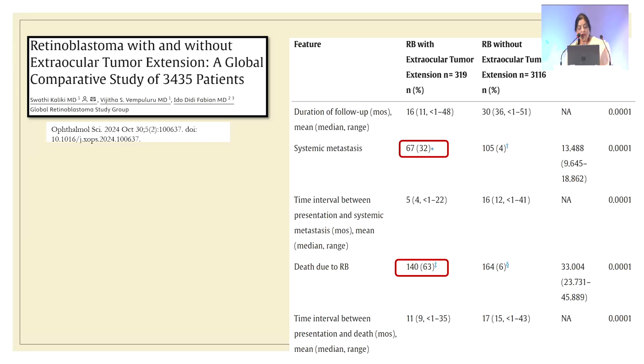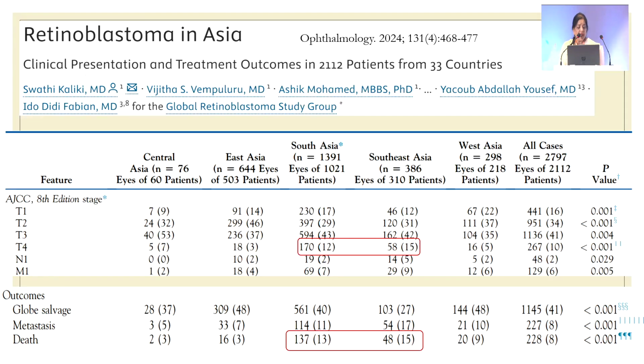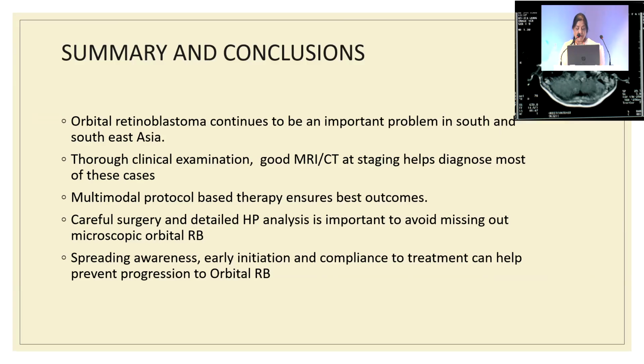With extraocular extension and orbital retinoblastomas, metastasis occurs in 67% as per this report, and death is seen in 63%, especially in patients having extraocular extension. In Asia, the death rate is highest in South Asia and Southeast Asia.